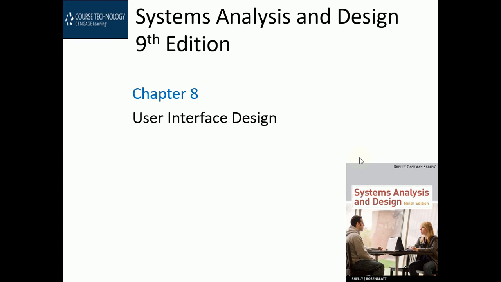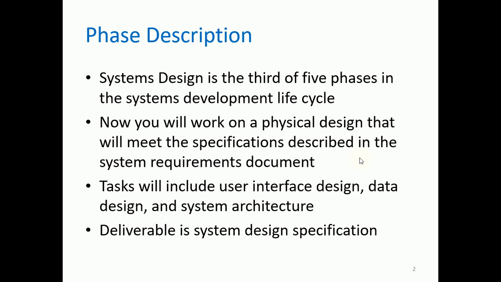So we are now in chapter 8, user interface design. Actually, user interface design is included in the systems design phase. For the phase description, systems design is the third of 5 phases in the systems development life cycle. Now you will work on a physical design that will meet the specifications described in the system requirements document. Tasks will include user interface design, data design, and system architecture. And the deliverable for this phase is the system design specification.